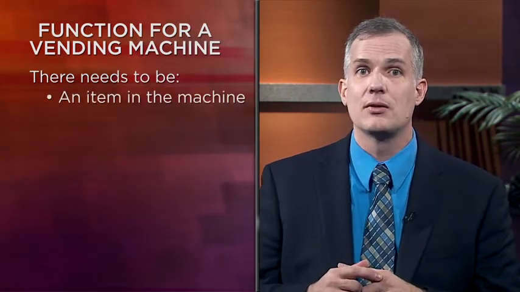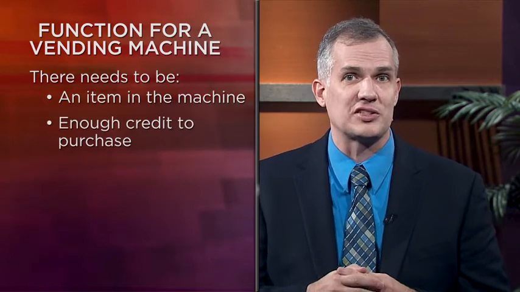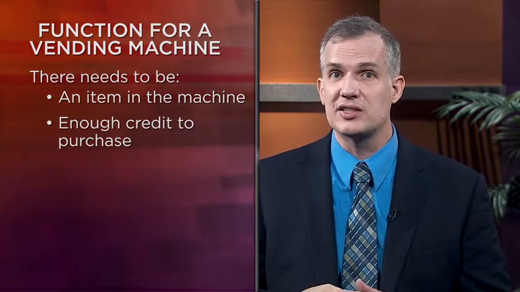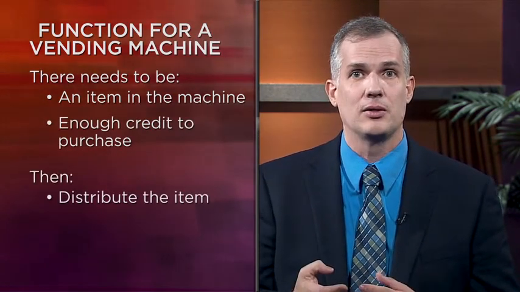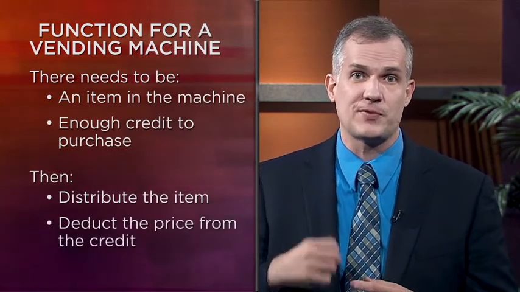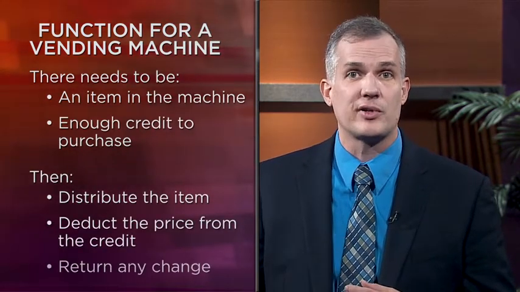Now, let's create a function for pulling together the specific steps that a vending machine goes through when the vending machine is asked to vend an item. For an item to be vended, there needs to be an item in the machine, and there needs to be enough credit to purchase it. And if there is, then we'll distribute that item, we'll deduct the price from the credit, and then we'll return any change.